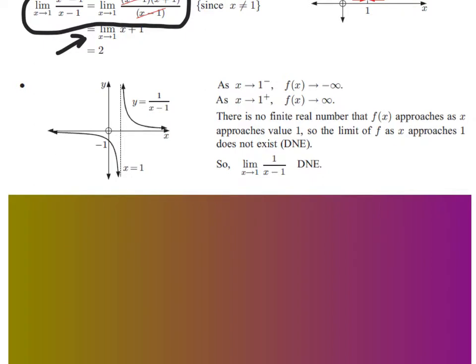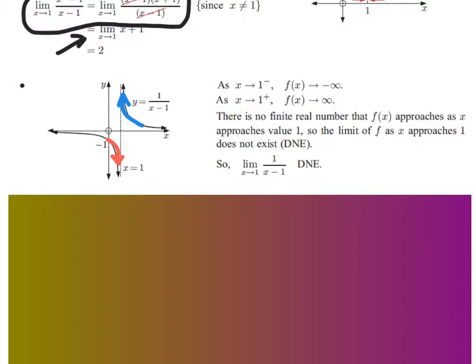Now here's an example of a limit not existing. The limit as x approaches 1 of this function, y equals 1 over x minus 1, will not exist because the left-hand limit and the right-hand limit, they don't meet, they don't agree. So therefore, let's read this part. There is no finite real number that f of x approaches as x approaches 1. So the limit of f as x approaches 1 does not exist.